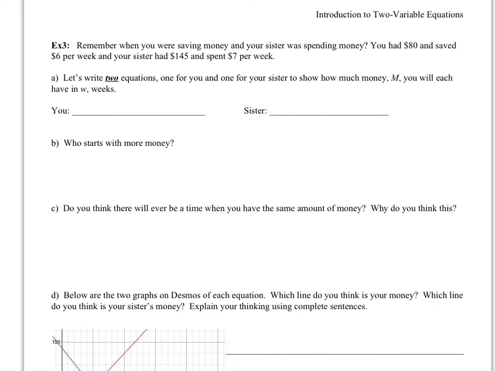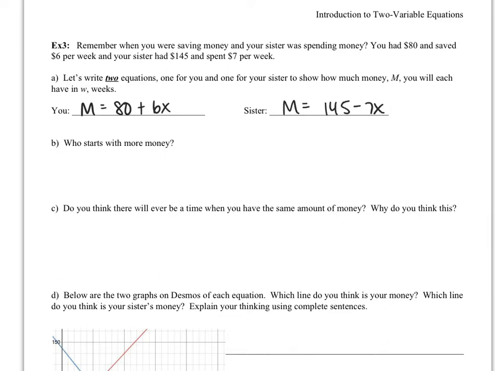So here's one more equation that we're going to remember. It was when you were saving money and your sister was spending money. These numbers are all exactly the same. You had $80 and you were saving $6 per week, while your sister had $145 and she was spending $7 per week. Now let's write two equations, one for you and one for your sister, to show how much money, which we're going to call M, you'll each have in W weeks. Pause the video to write an equation for you, write an equation for your sister, and press play when you're ready to check your answers.